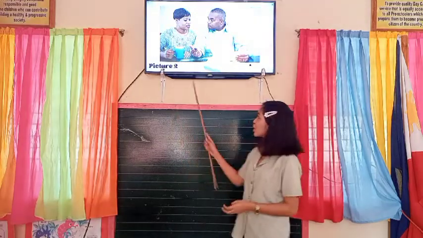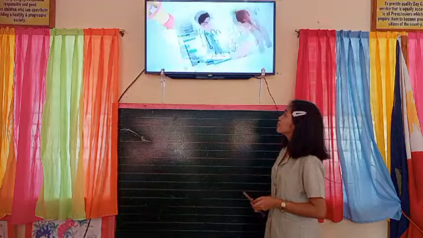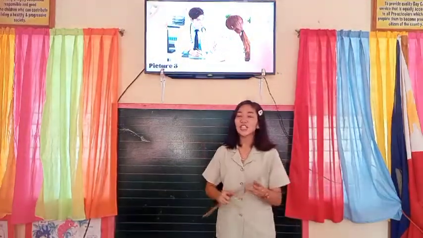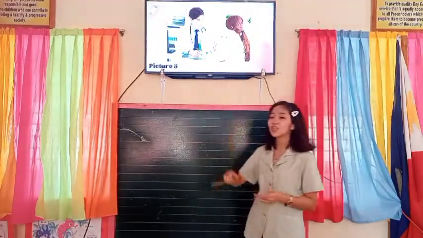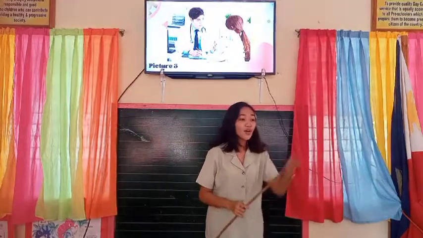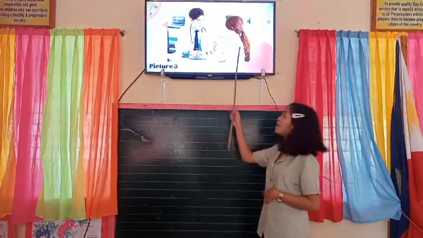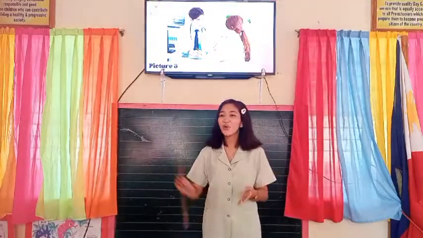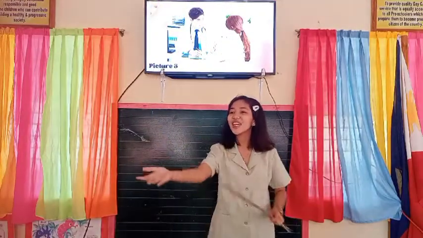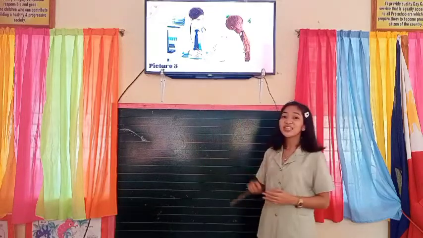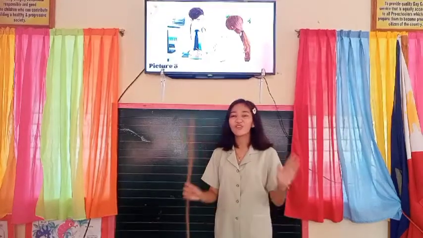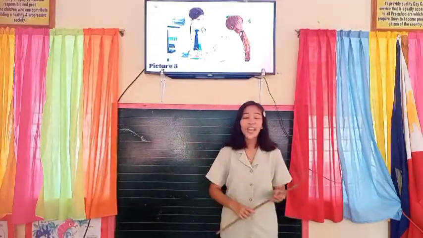Okay, let's have the third picture. What can you see on the picture, class? What do you think this man and this woman are doing? Okay, Josh, you have an answer. They are a doctor and a patient. Exactly. Who has another answer? Yes, Leo. A patient consulting a doctor. Very good. And let's have the next picture.